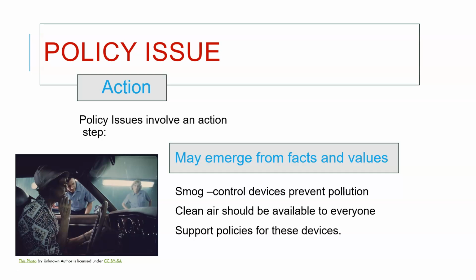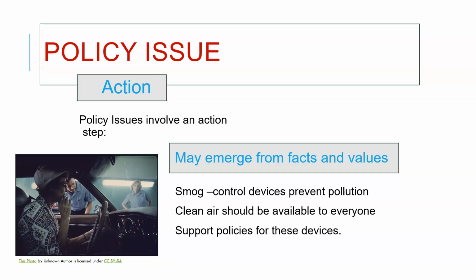So small control devices prevent pollution. Well, that's a fact. We can look at statistics and prove it. We can look at the science. But clean air should be available to everyone. Well, that's a value. So when we ask these questions of so should we implement smog control devices or smog emissions testing for our vehicles in our states, that question, that issue, becomes a policy issue. By the end, we will have to take some action. We're going to either change the laws or change the rules.